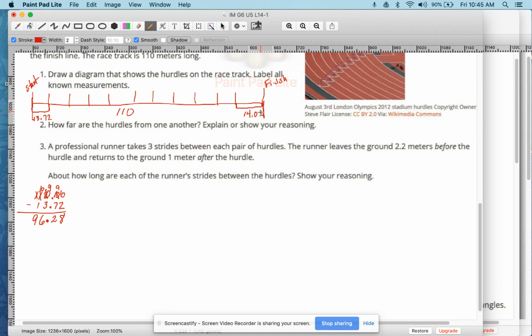Now I need to get rid of the 14.02. So I'm going to subtract 14.02 and get rid of that. 8 minus 2 is 6. 2 minus 0 is 2. I've got my decimal. 6 minus 4 is 2. And 9 minus 8 is 8. So what I know from that 110, I know from the first hurdle all the way to the last hurdle, I have 82.26 meters to work with, okay?